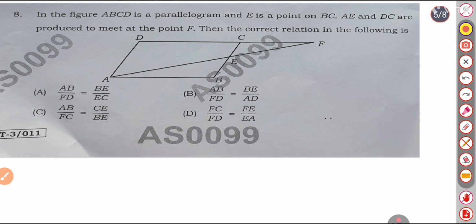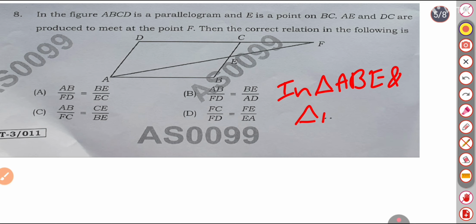This is a similarity problem, similar triangles. In this, they are considering not two small triangles, they are considering one small triangle and one big triangle. That is, in triangle ABE and triangle AFD, ADF, or I will write FDA.